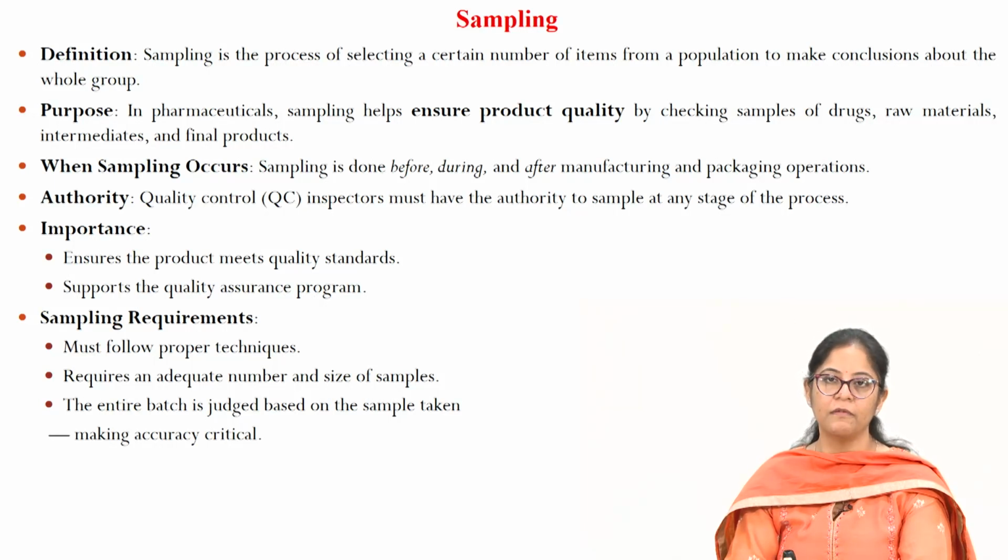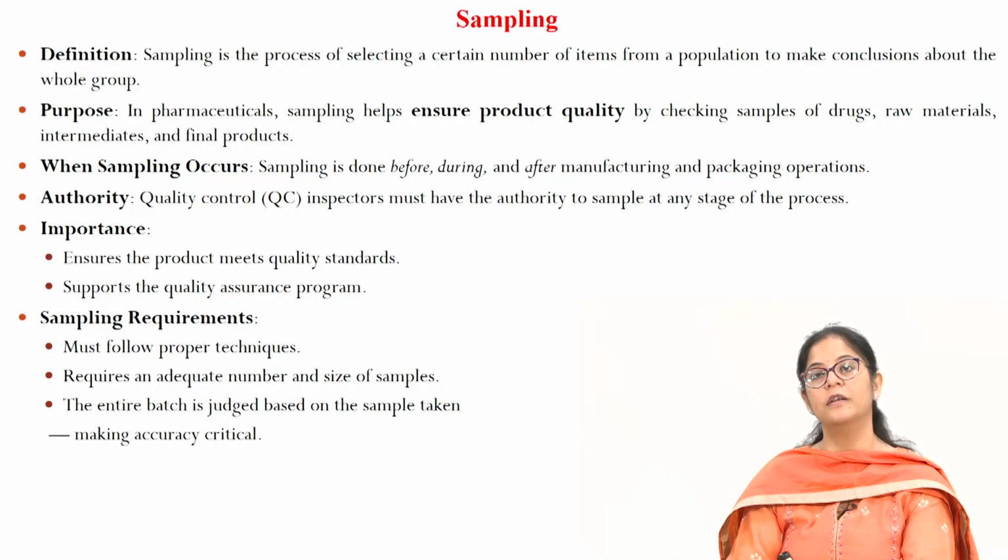The sampling requirements must follow proper techniques, and require an adequate number and size of samples. The entire batch is judged based on the sample taken, making accuracy very critical, because this can result either in the rejection of the complete batch, which may be a non-defective batch, or acceptance of a defective batch.